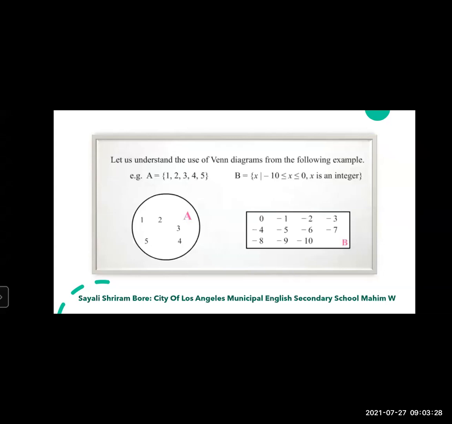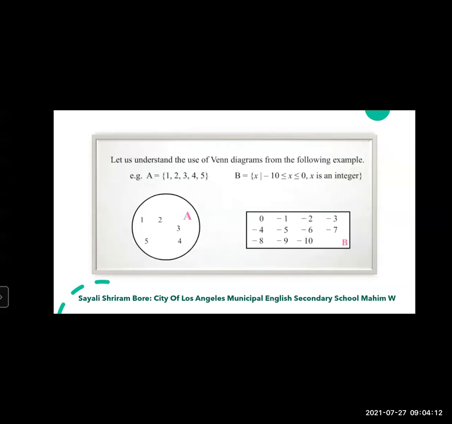First, the set A, I have taken in the listing method, that is A equals 1, 2, 3, 4, 5. In the listing method, as you know, each and every element of the set is separated by commas. So in this set A, 5 elements are there, separated by commas. If I want to draw a Venn diagram of this set A, then simply, as I told you, you can use any shape for drawing the Venn diagram.